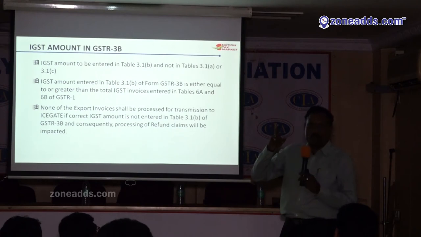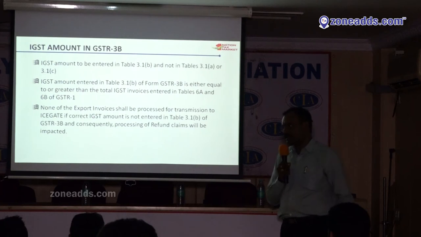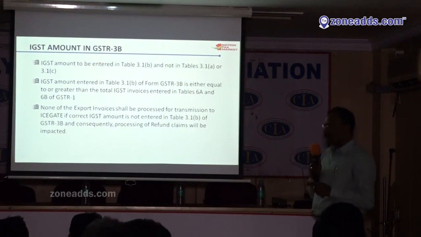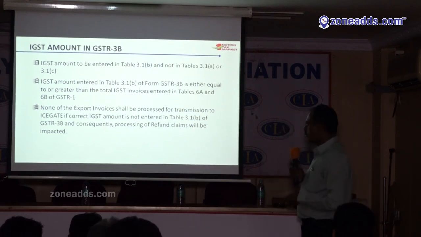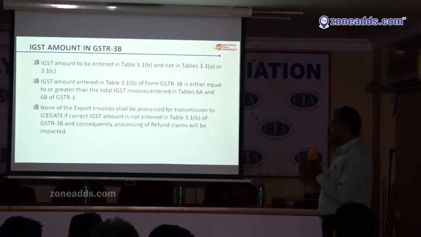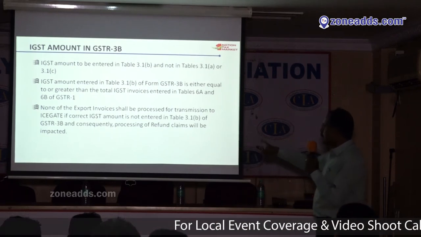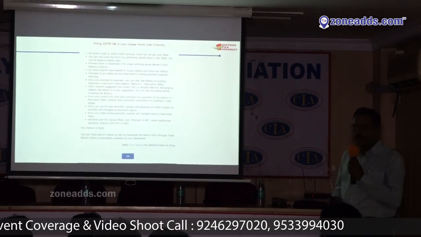In GSTR-1, we are mentioning supplies against IGST payment, export or interstate supplies. This 3.1B amount should tally with that, or it should be a little more than that. It should not be less than the IGST values mentioned in GSTR-1. That is also very important. None of the export invoices will be processed for transmission to ICEGATE if the correct IGST amount is not mentioned in 3.1B.